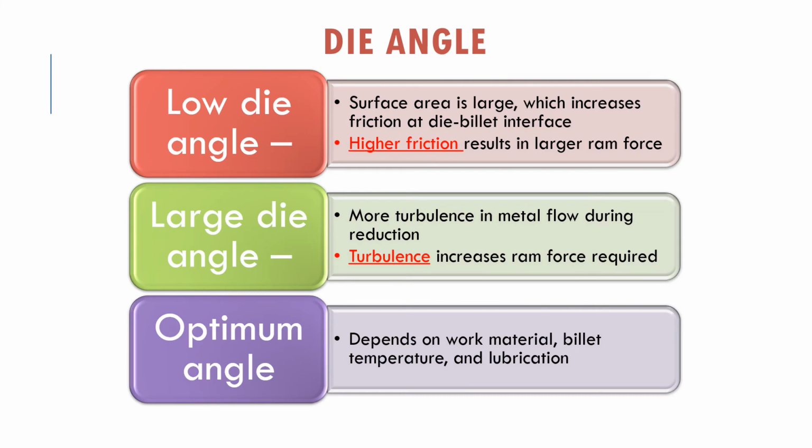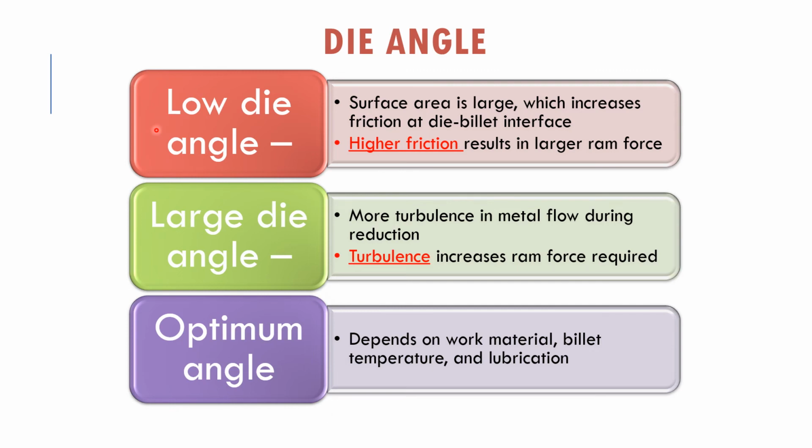So for the die angle, as mentioned previously, a low die angle will give a larger surface area, which will increase the friction at the die-billet interface. Therefore, higher friction results in a larger ram force. As for a large die angle, there will be more turbulence in metal flow. So this also will increase the ram force required to push the workpiece out from the die opening.